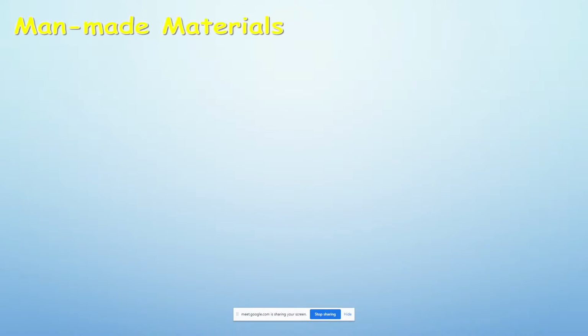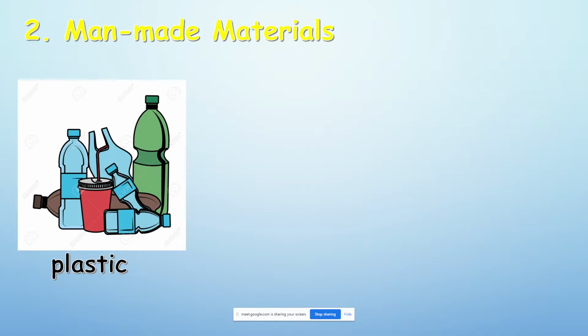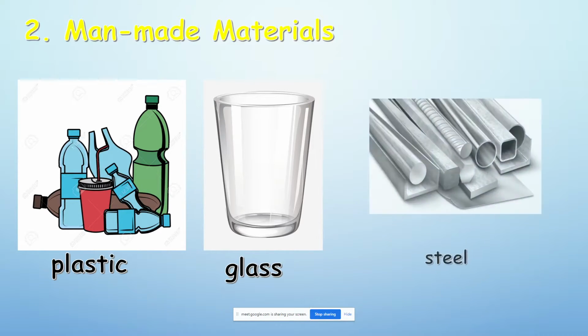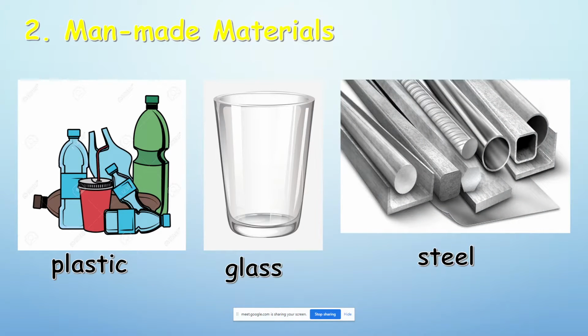Now we have man-made materials such as plastic. Because plastics are made of what? Made of chemicals. Next, we have glass. Glass is made of sand. Yes. And also some steel or metal.